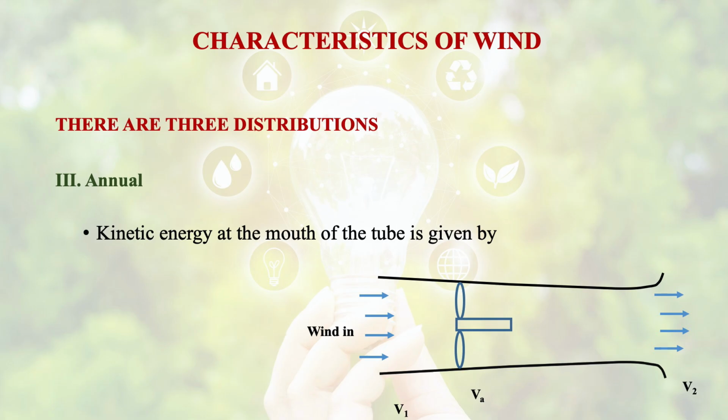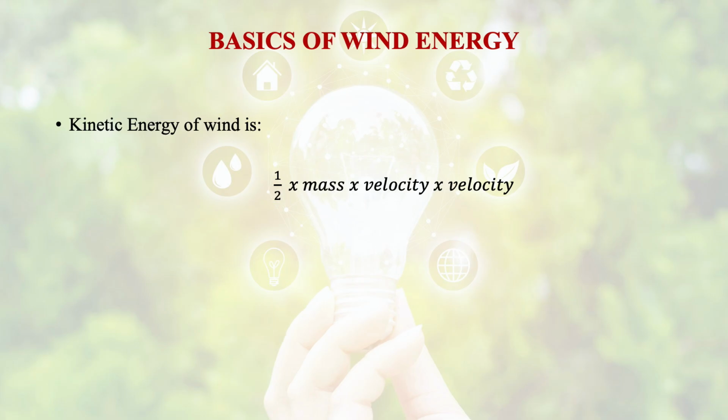the kinetic energy at the mouth of the tube or duct will be given by half mv square, that is 1/2 mass into velocity square, and the change in kinetic energy will be half m into initial velocity, that is v1 square, minus 1/2 m v2 square, where v2 is the final velocity, that is the velocity when the wind is outside the duct.